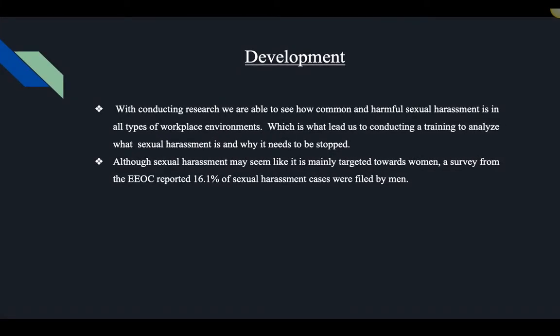Development. With conducting research, we were able to see how common and harmful sexual harassment is in all types of workplace environments. This is what led us to conduct a training to analyze what sexual harassment is and why it needs to be stopped. Although sexual harassment may seem like it is mainly targeted towards women, a survey from the EEOC reported 16.1% of sexual harassment cases were filed by men.